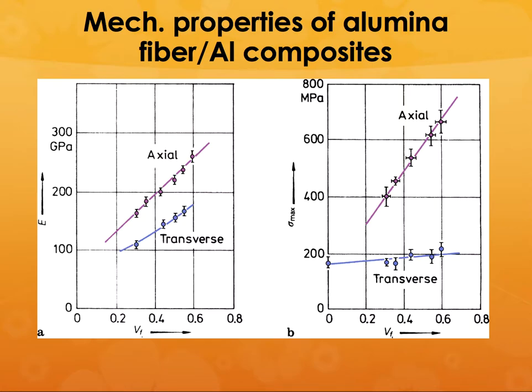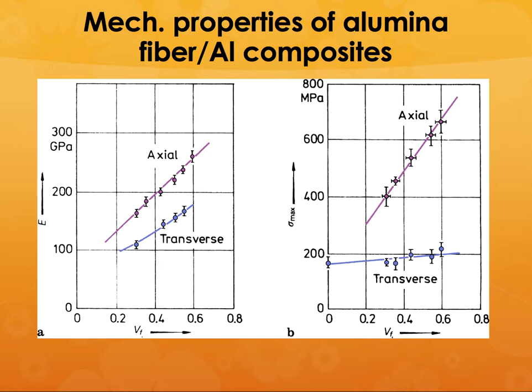So, talking about alumina fiber, aluminum composites. Now, most of these composites have properties that are different in different directions. They are not isotropic in nature, like metals or alloys are. So you can see that in the axial direction, because the fibers are mostly in that direction, you are going to get a higher elastic modulus or stiffness when the percentage volume fraction of fibers goes up.